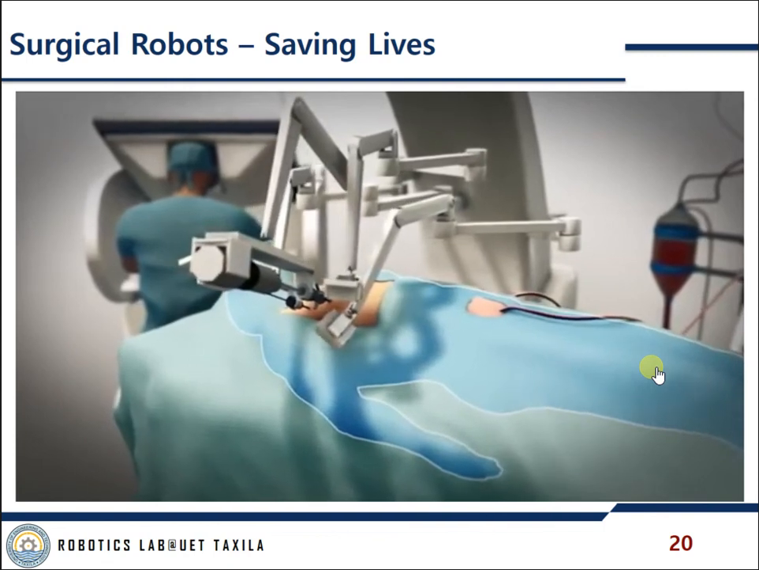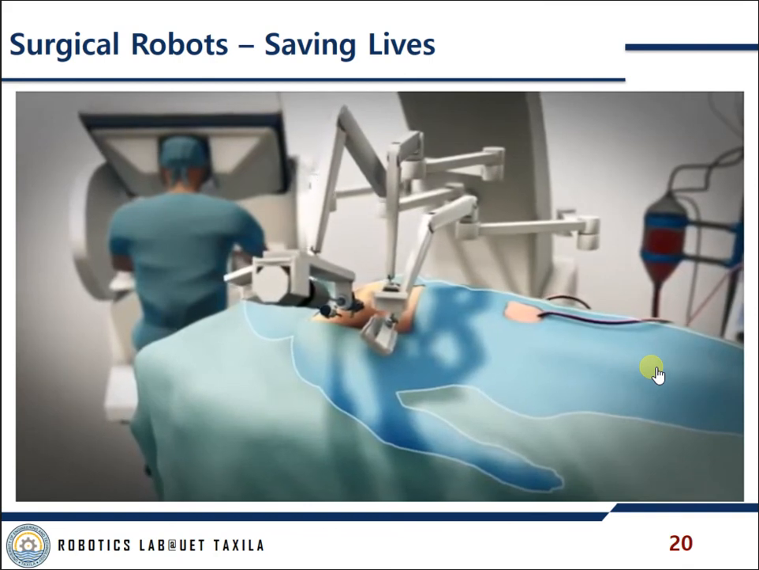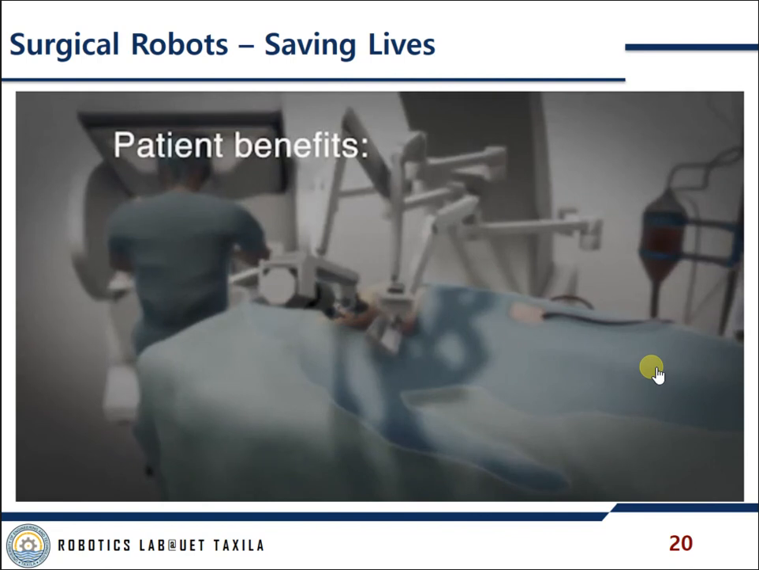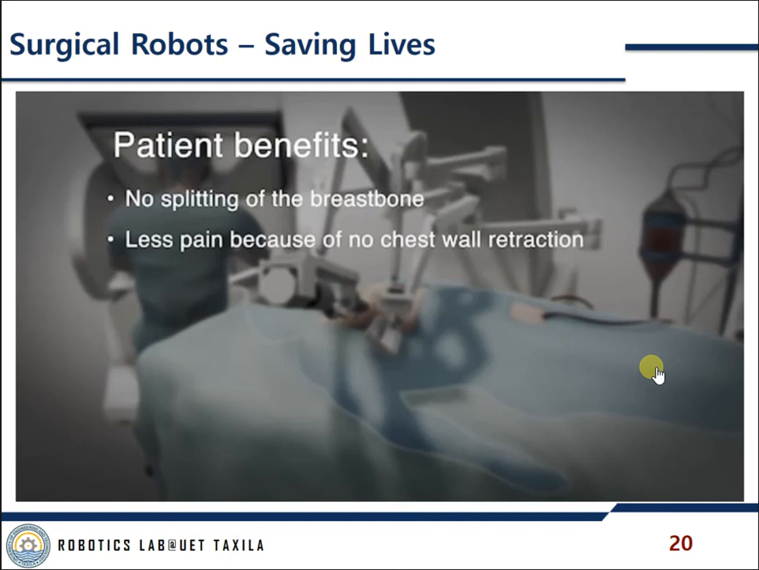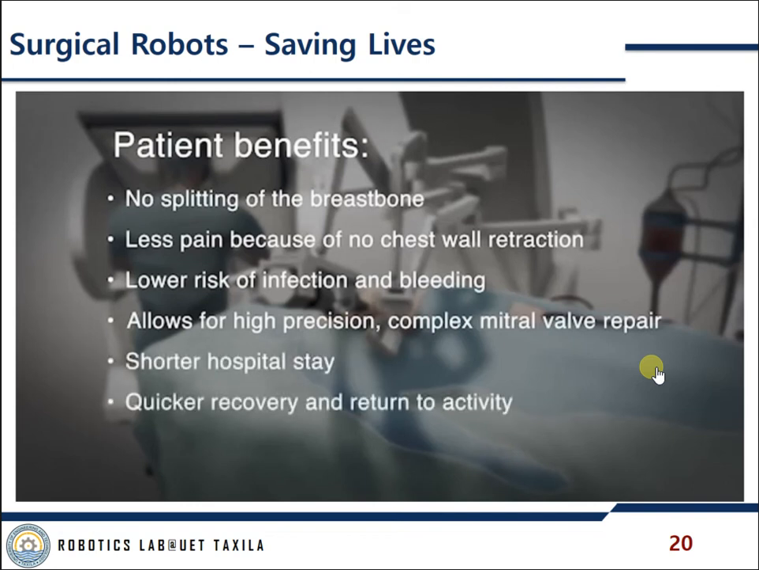Robotic mitral valve repair is the least invasive and the most precise technique available to treat mitral valve disease. The benefits for patients include no splitting of breastbone, less pain because of no retraction of the chest wall, lower risk of infection and bleeding, allows for high-precision complex mitral valve repair, shorter hospital stay, quicker recovery and return to activity, and significantly better cosmetic results.